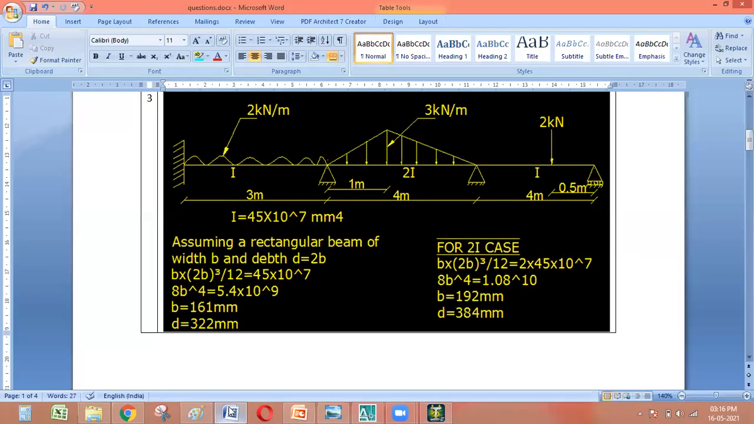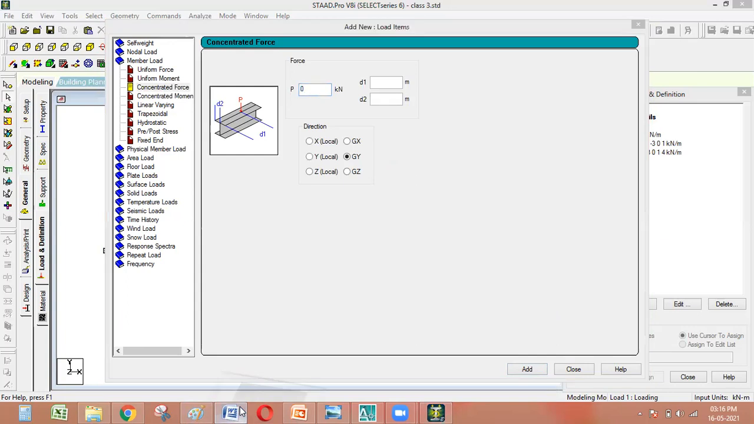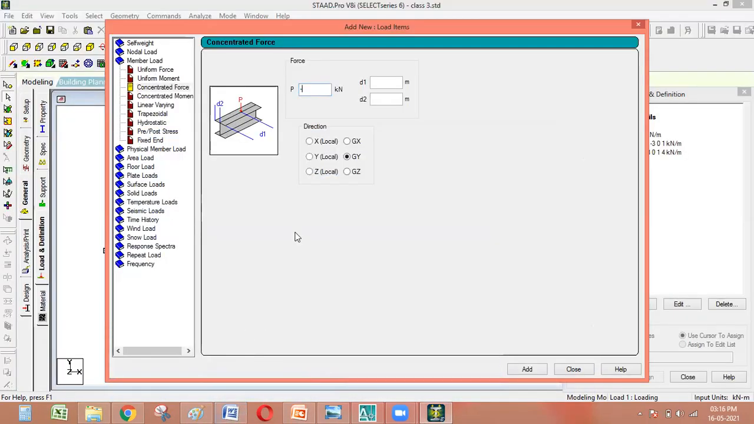and what is the third load? Third load is a point load, which is acting at a distance of 3.5 meters from the left support. Go to point load. Point load is minus 2 kilonewton. And where is it acting? It is acting from D1. It is acting, from the first point, at a distance of 3.5 meters. Therefore, D1 is 3.5 meters.